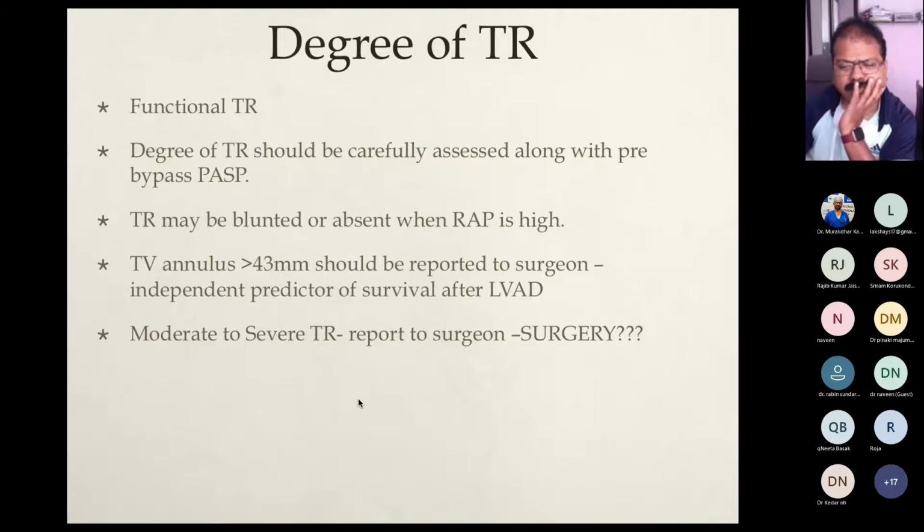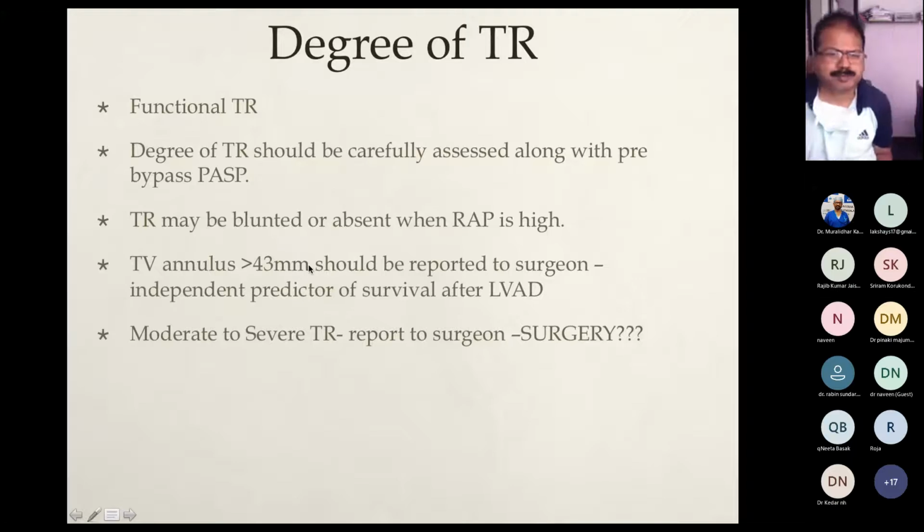Usually it's a functional TR, and along with the TR, pulmonary artery systolic pressure should be measured all the time, because post-operatively with an LVAD, the pulmonary artery systolic pressure should come down. And with the decrease in the PASP, the TR should ideally improve post-operatively. But the TR may be blunted pre-op if the right atrial pressure is very high. Another thing is that if the tricuspid annulus is more than 43 millimeters, different studies have shown that you should always report it to the surgeon, because this is an independent predictor of survival after LVAD.